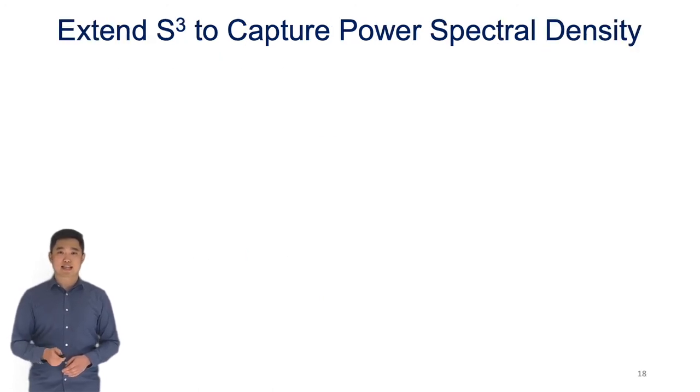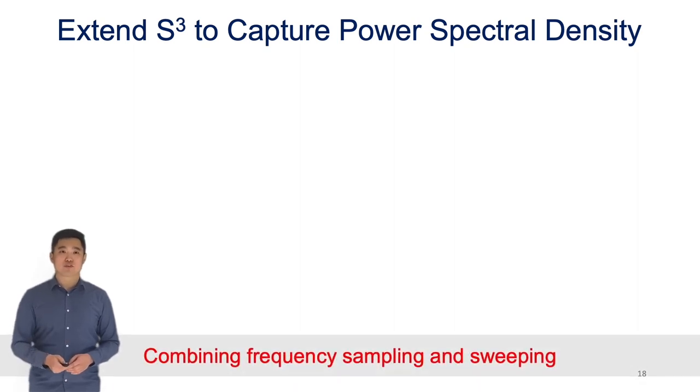In addition to detecting the channel occupancies, S-cube can be extended to sense all frequencies in the spectrum and capture the wideband power spectral density. This can be done by combining frequency sampling and frequency sweeping, because we only have to sweep the local oscillator frequency over the gap between two spikes. The sweeping time is much shorter.